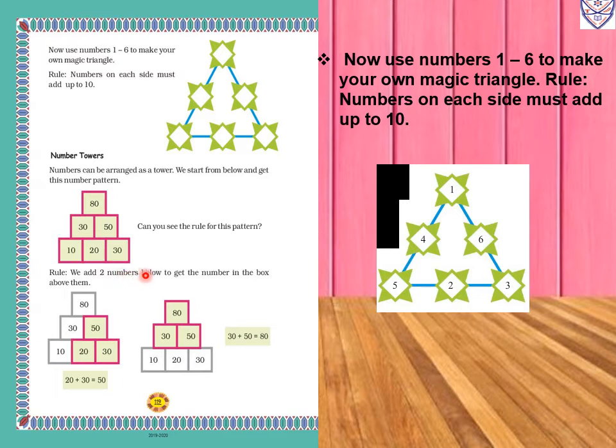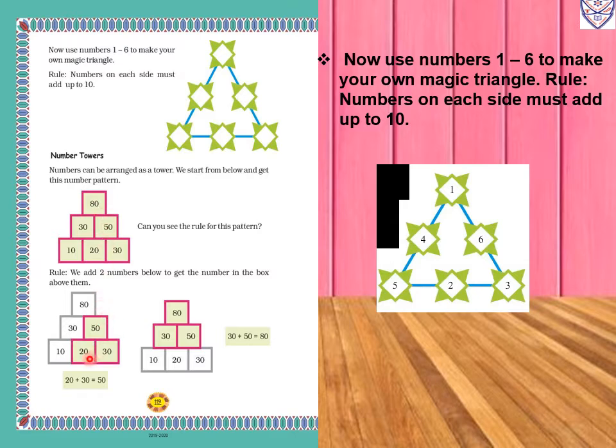Rule: we add two numbers below to get the number in the box above them. Here three numbers are given in the first step of the tower. First we will add the two numbers. 10 plus 20 we will get 30. Then 20 plus 30 we will get 50. Now we will add both: 30 plus 50 we will get 80. This way the tower will be made.